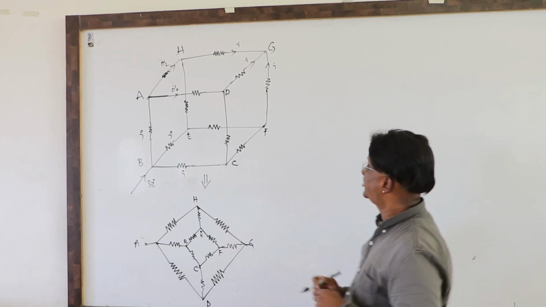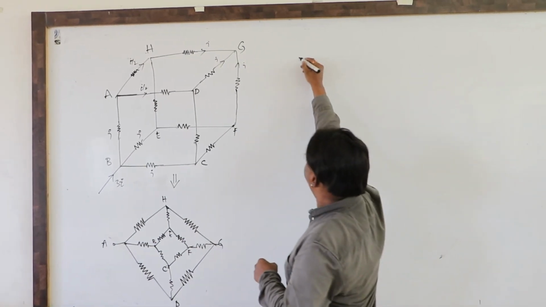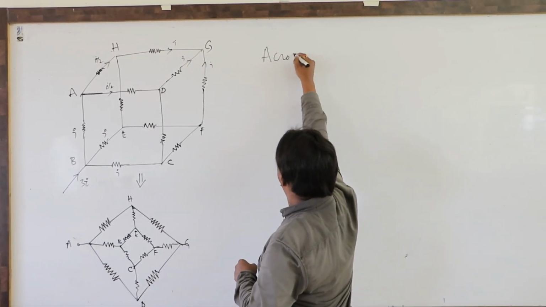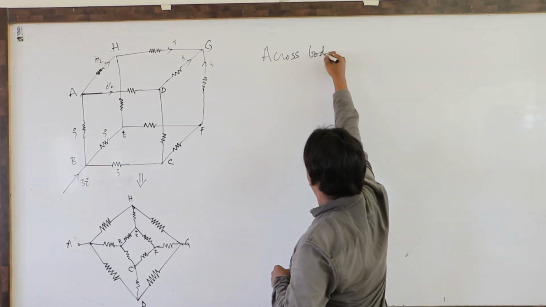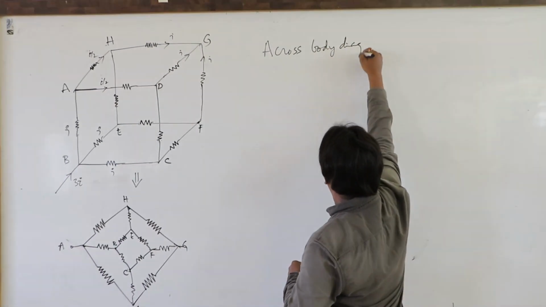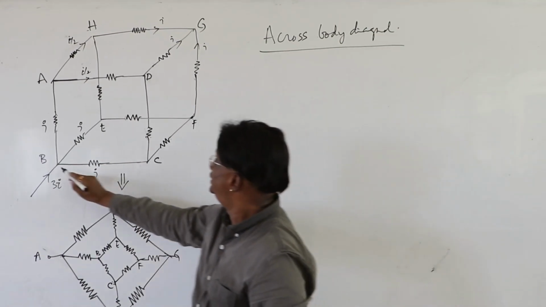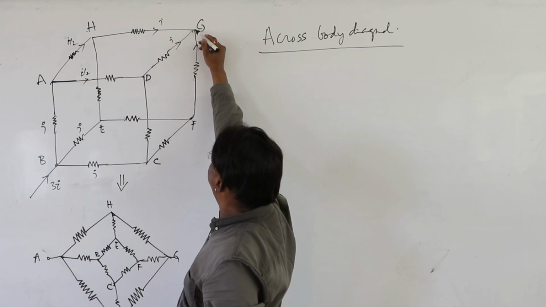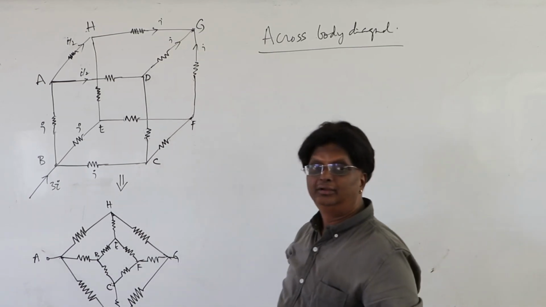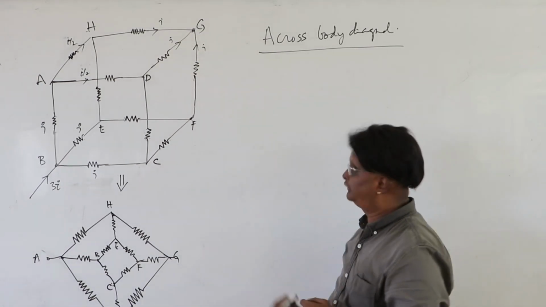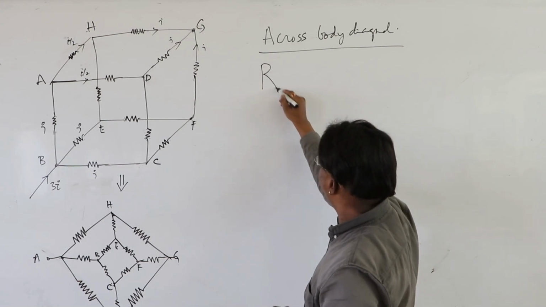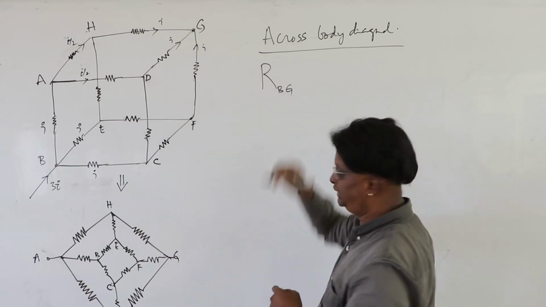Now here you see, supposing I want the resistance across the body diagonal. What does it mean? The longest diagonal. In this case, it will be this corner B and this corner G that form the longest diagonal. So now I want to calculate R across BG.